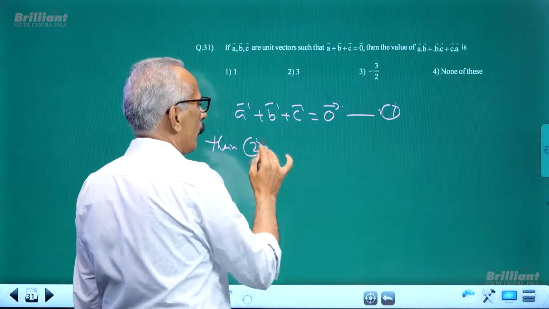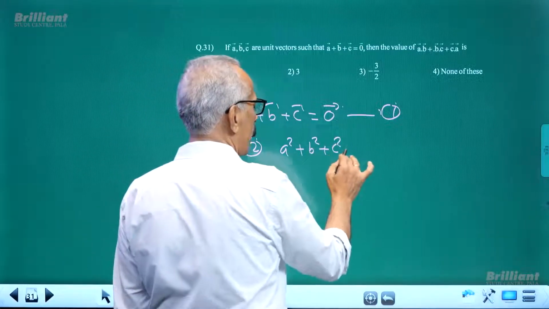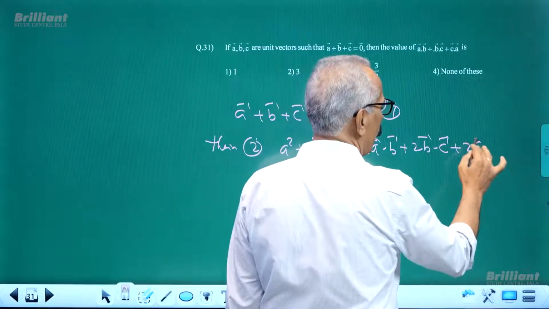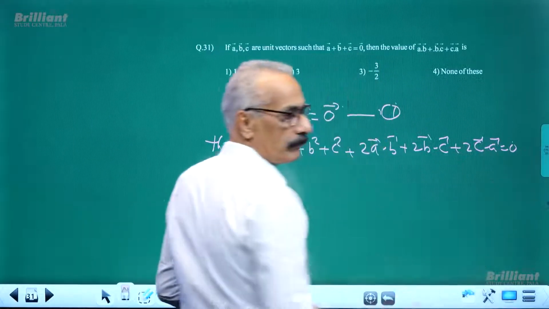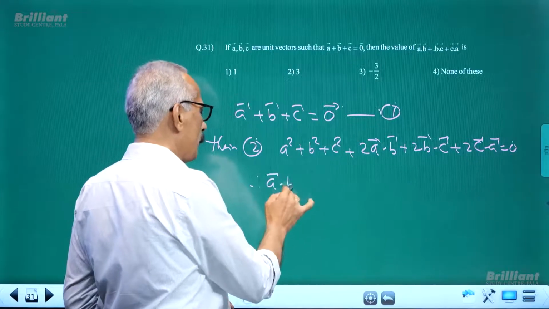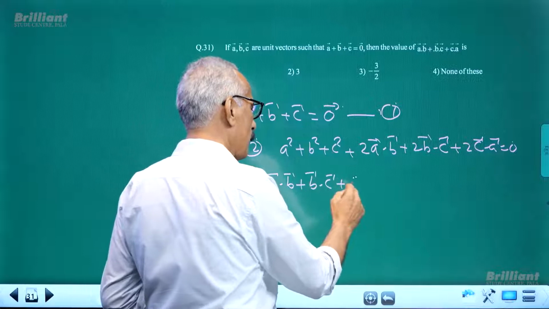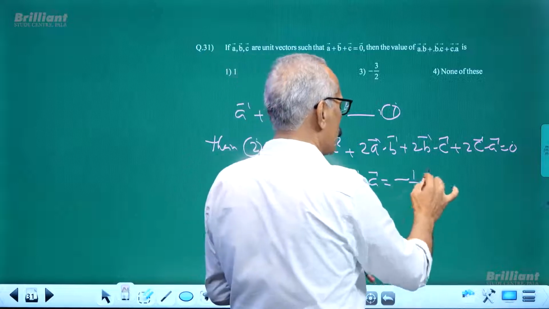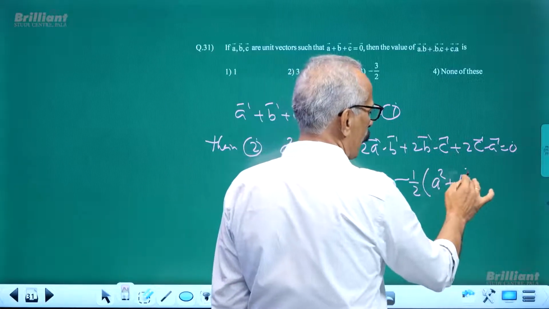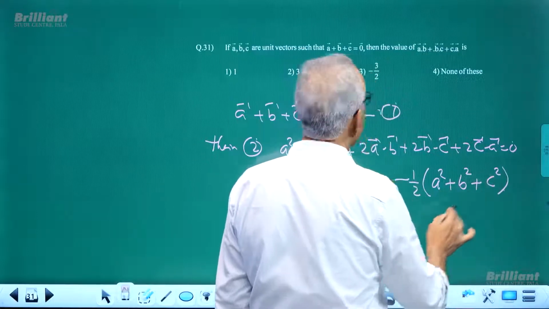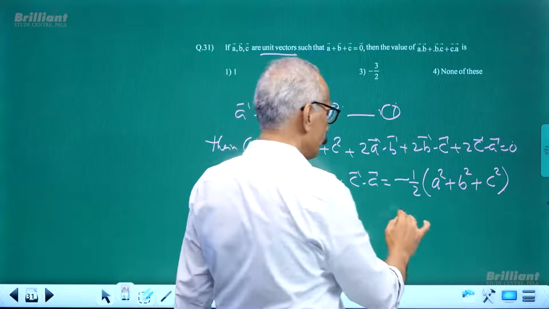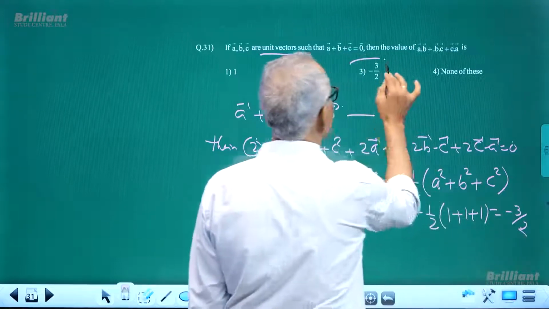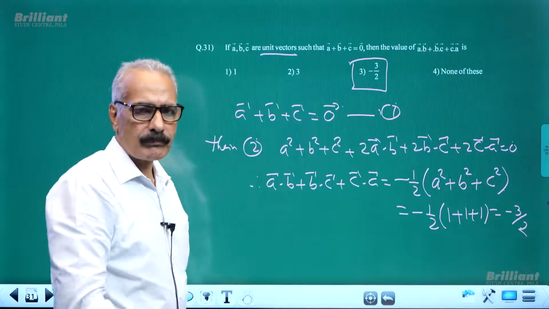Then, number 2, അതെന്താ വെച്ചാൽ A square plus B square plus C square plus 2A dot B plus 2B dot C plus 2C dot A equal to 0 square ചെയ്യുമ്പോൾ. അപ്പോൾ ഇവിടെ നിന്ന് therefore A dot B plus B dot C plus C dot A, ഇതെല്ലാം അപ്പുറത്തുണ്ട്, -1/2 ഇൻറ്റു മോഡുലസ് എ ദ ഹോൾ സ്ക്വയർ പ്ലസ് മോഡുലസ് ബി ദ ഹോൾ സ്ക്വയർ പ്ലസ് മോഡുലസ് സി ദ ഹോൾ സ്ക്വയർ. ഇൻ ജനറൽ ഇത് യൂണിറ്റ് വെക്ടേഴ്സ് ആണ് തന്നുകൊണ്ട് ദിസ് ഇസ് -1/2 ഇൻറ്റു 1 + 1 + 1 = -3/2. യുവർ ആൻസർ 3. ക്ലിയർ ആയോ?